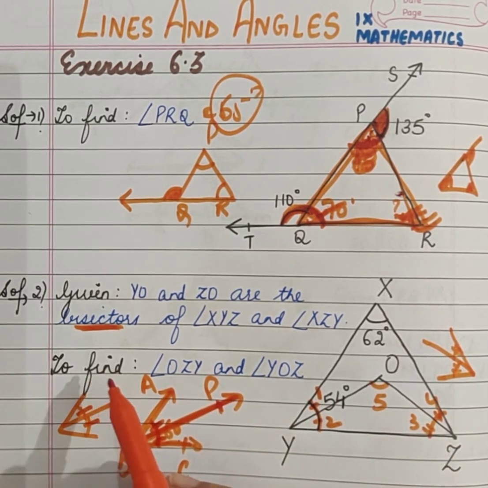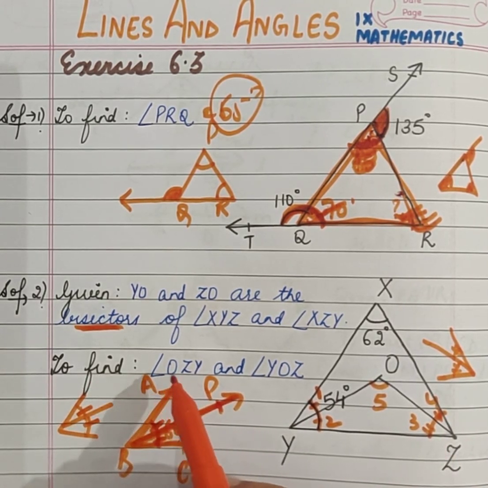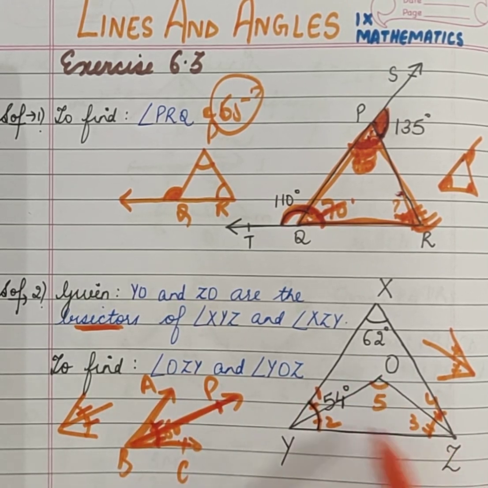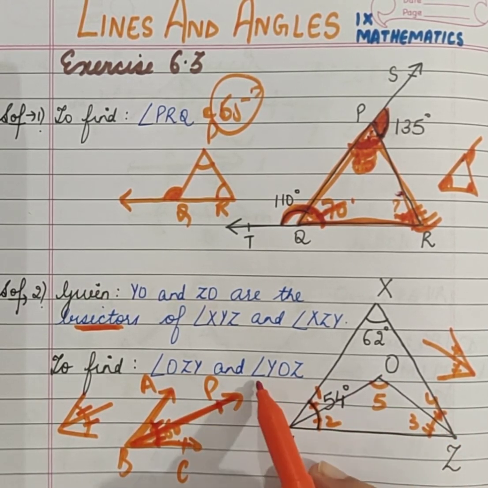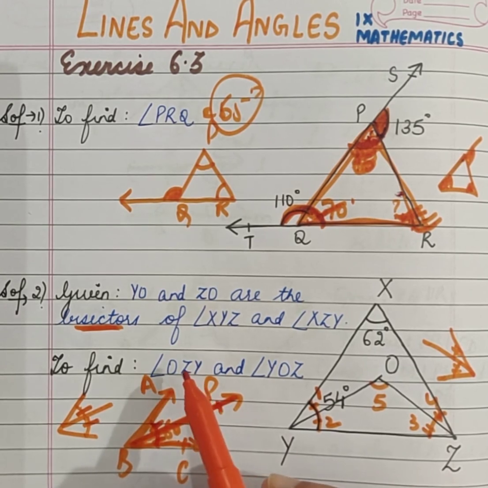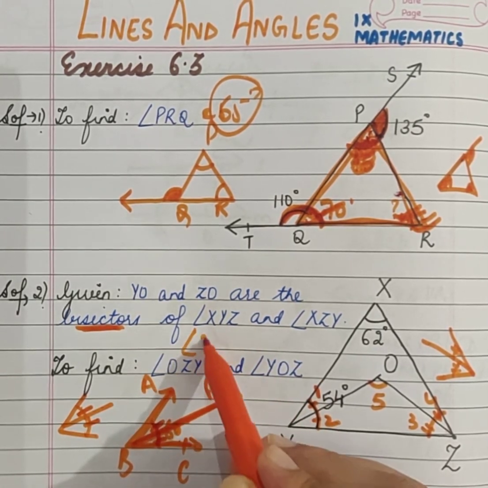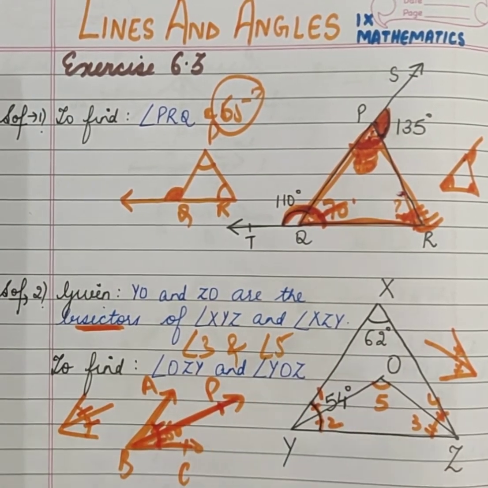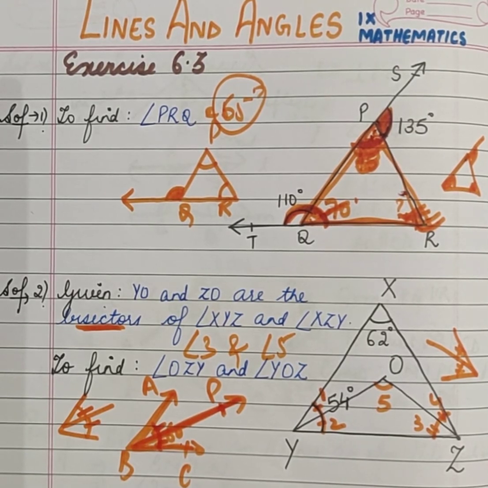What are we supposed to find? We are supposed to find angle OZY. OZY means angle 3. We are supposed to find angle 3 and angle YOZ. YOZ means angle 5. So we are supposed to find angle 3 and angle 5. Now let's see how we'll be doing this.